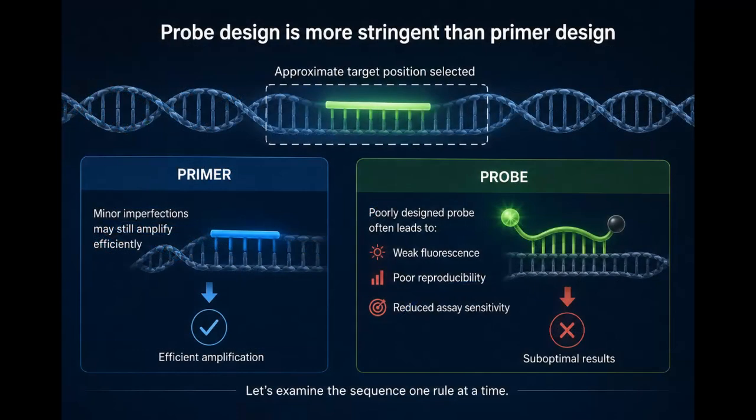Now that we've selected an approximate position, let's optimize the probe sequence itself. Probe design is generally less forgiving than primer design. A primer with minor imperfections may still amplify efficiently. A poorly designed probe, however, often produces weak fluorescence, poor reproducibility, or reduced assay sensitivity. Let's examine the sequence one rule at a time.